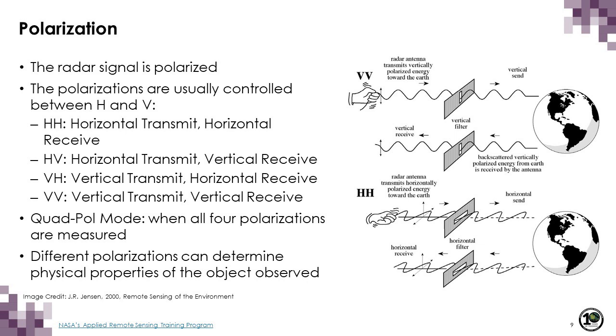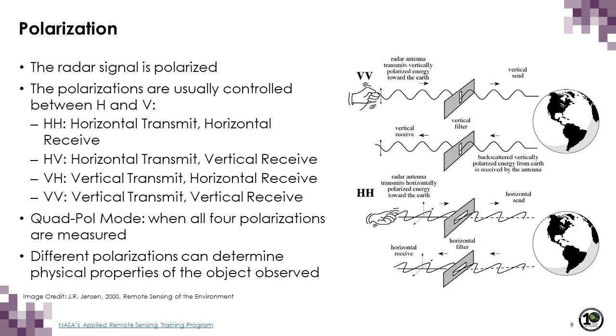Now let's discuss the other radar parameter that influences the signal interaction with the surface, and that is polarization. Polarization refers to the plane of propagation of the electric field of the signal, which can be in the horizontal plane or in the vertical plane. Irrespective of wavelength, radar signals can be transmitted and or received in different modes of polarization. There can be four combinations of transmit and receive polarizations, which are HH, horizontally transmitted, horizontally received, VV, vertically transmitted, vertically received, HV, horizontally transmitted, vertically received, and VH, vertically transmitted and horizontally received.